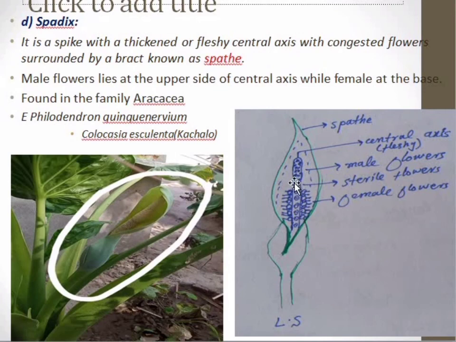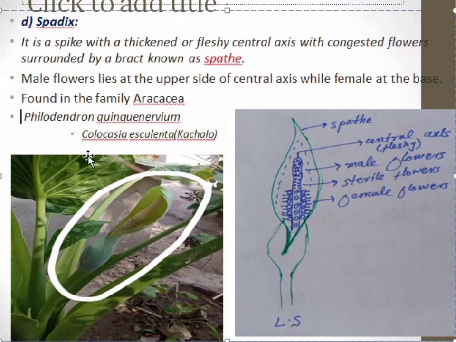Found in the family Araceae, like Philodendron, Anthurium, and Colocasia esculenta or Arvi. So this was all about this inflorescence.